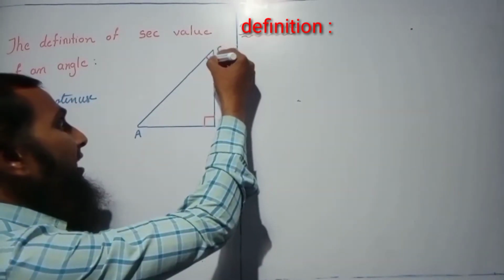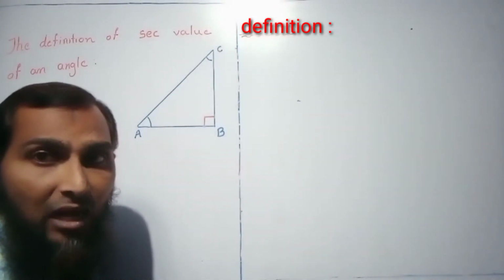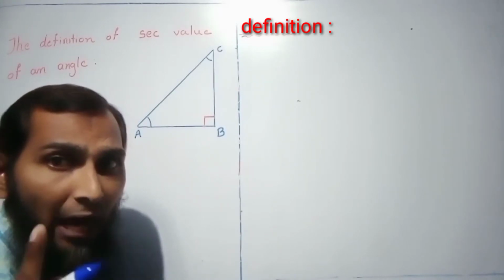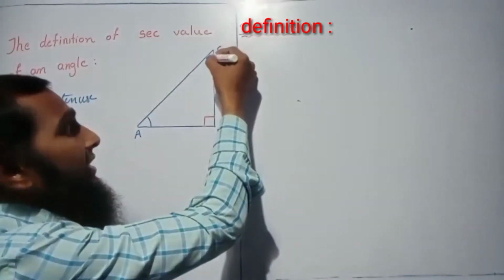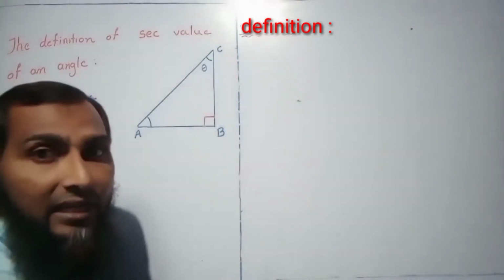The remaining angles, angle C and angle A, are both acute angles. Between these two you can select any one acute angle. Now I am going to take angle C, and let it be theta.